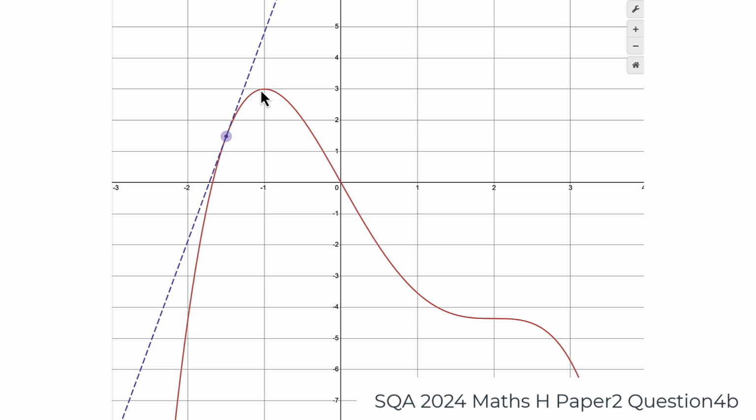But there's the maximum at (-1, 3), it passes through the origin, and here's a horizontal point of inflection when x equals 2. And I have a point on the curve, and we can see the tangent to that point on the curve. Now the gradient of that tangent measures the gradient of the curve at that point. And in this case it goes 1 unit along, 1, 2, 3, 4, 5, 6, 7 units up. So the gradient of the red curve at this point is 7.